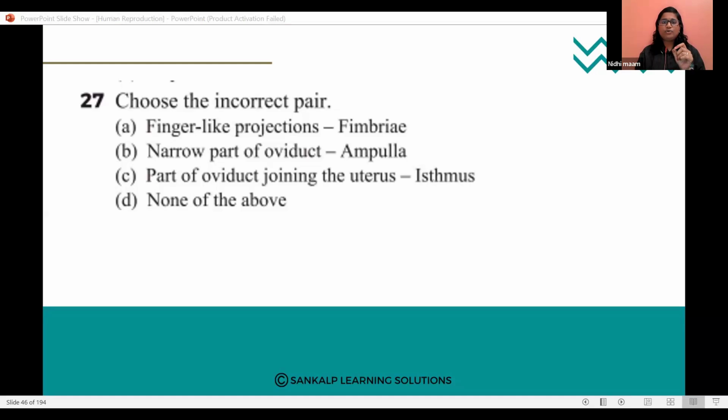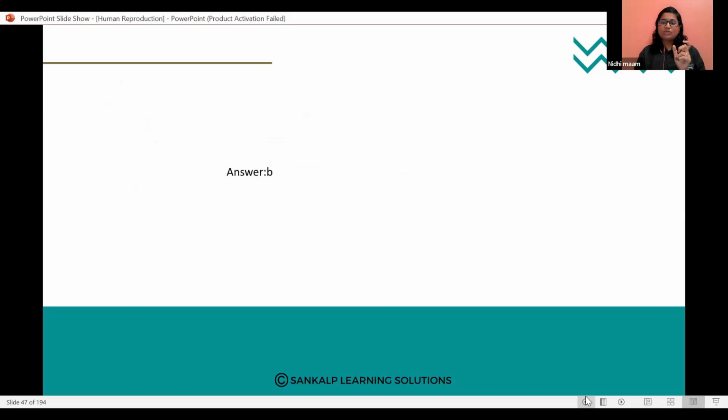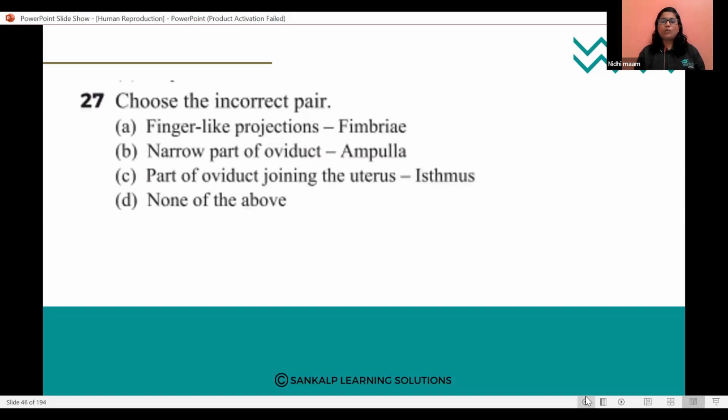So there is a confusion between option D and option A. Narrow part of oviduct and D, none of the above. There is confusion here. So let us check the answer. The right answer is option B. The narrow part of the oviduct, we will not call it ampulla. What is the narrow part?